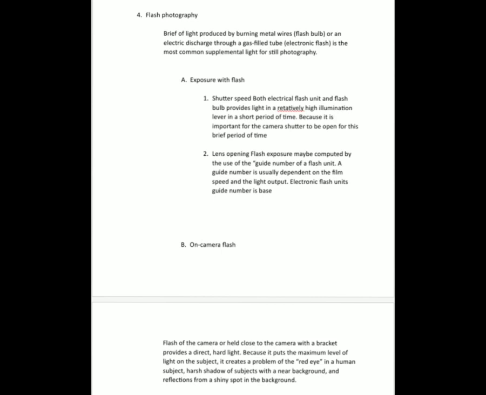It is a flash on a camera or held close to the camera with a bracket. It provides a direct, hard light because it puts the maximum level of light on the subject. It creates problems such as red eye in a human subject, harsh shadow of the subject with a near background, and reflection from a shiny spot in the background. So, generally, on-camera flash is very useful, especially at nighttime. We can use it, and of course, especially when we relate it to crime.